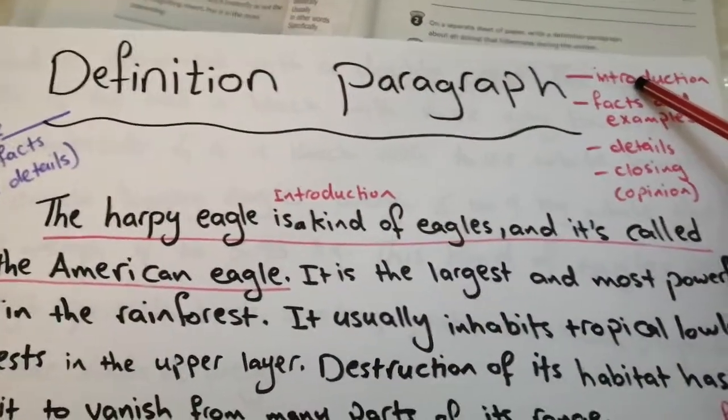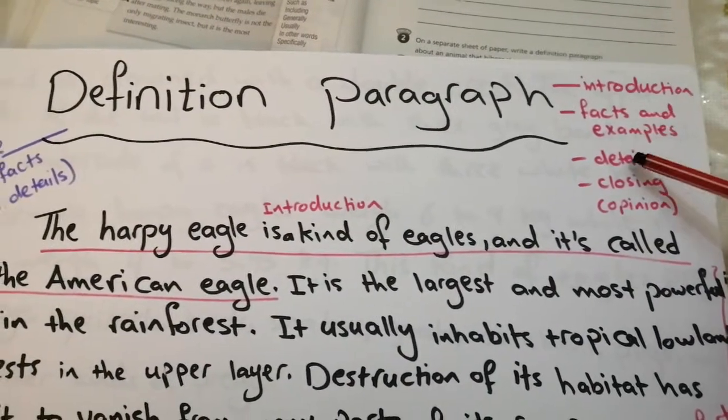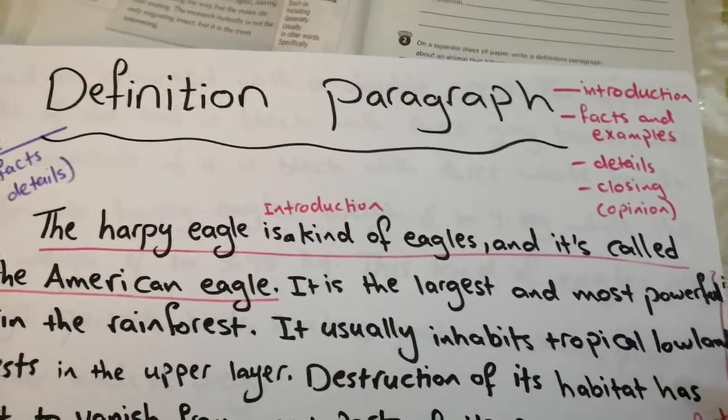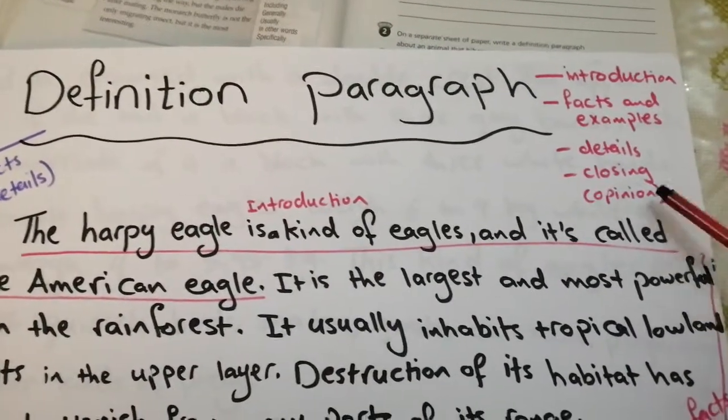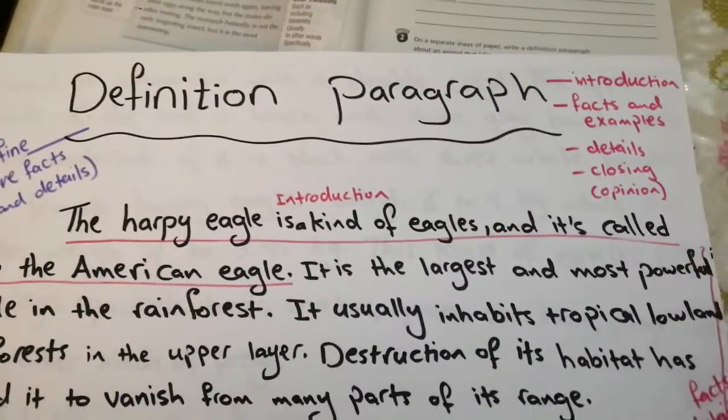Introduction in the beginning, that shows what I am writing about. In the body, in the middle, I'm writing facts, examples, and details about my topic, which could be an animal, a place, an idea, or anything else. And I will close my paragraph with my opinion about this topic.